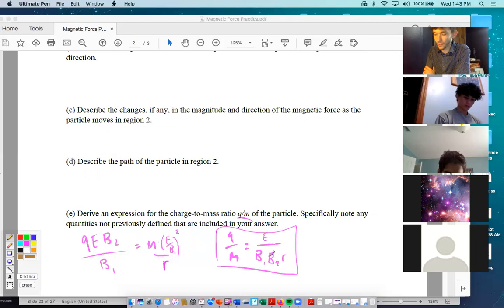How do we feel about this first question? Feel okay? Are there any questions? Could you maybe go back to E over V1 squared? E over V1. Oh, so that's just the velocity from part A. Oh, okay. Yep.